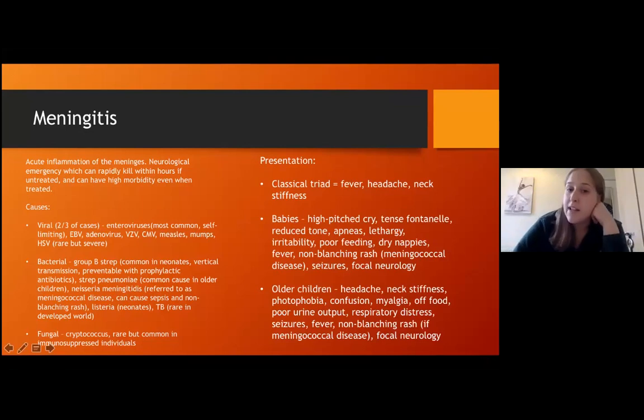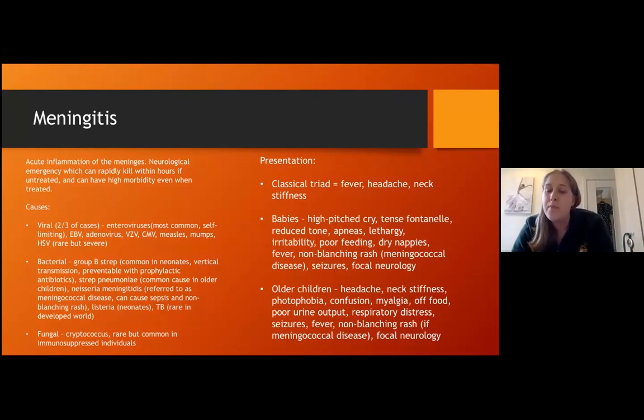So it presents as a classical triad with fever, headache, and neck stiffness. In your exam questions, these are going to be the symptoms they're telling you about. But it is important to know that babies present quite differently to older children, and that tends to be because they can't really tell you what symptoms they're experiencing, so it's more observing for things.